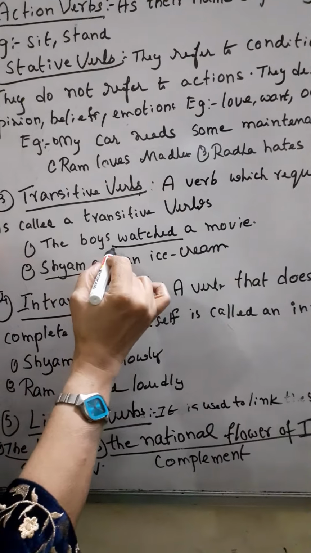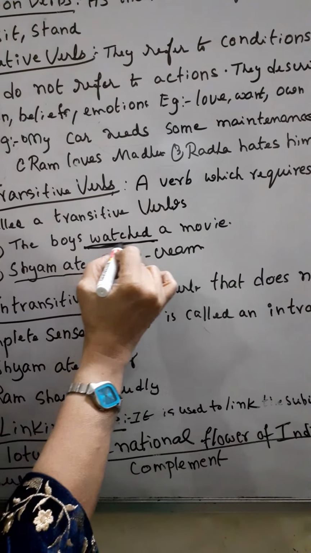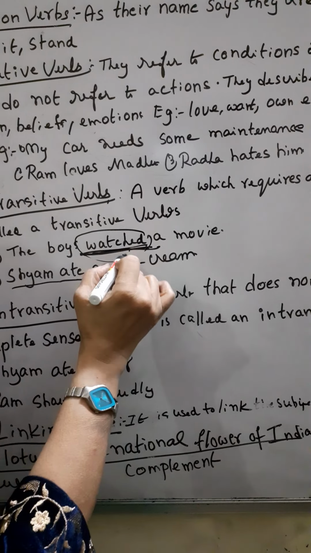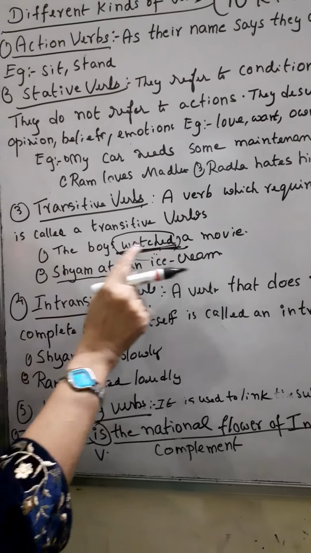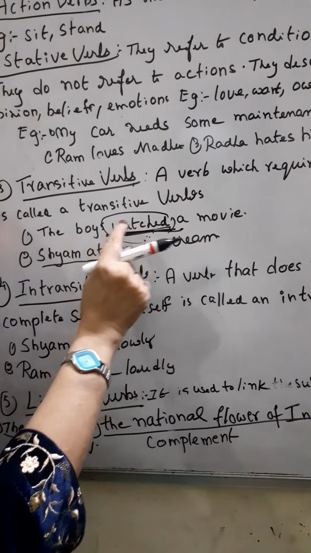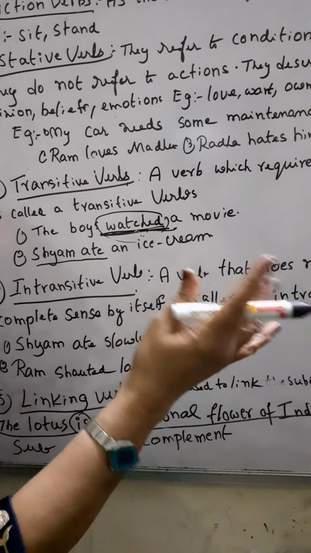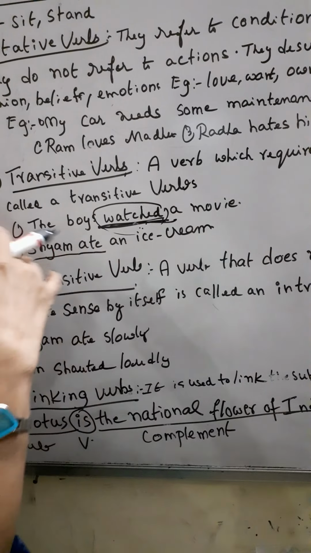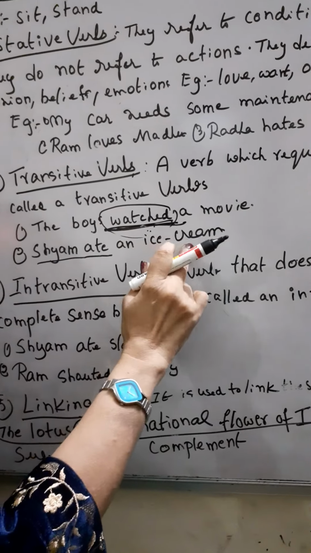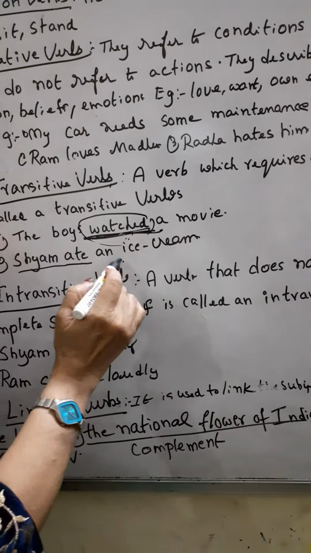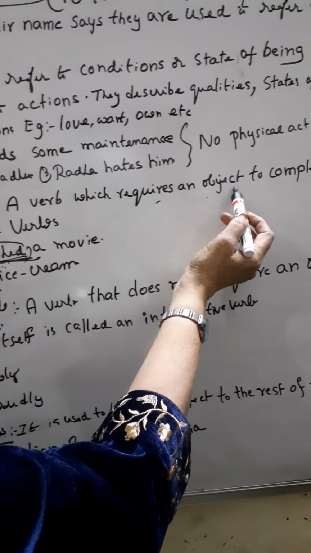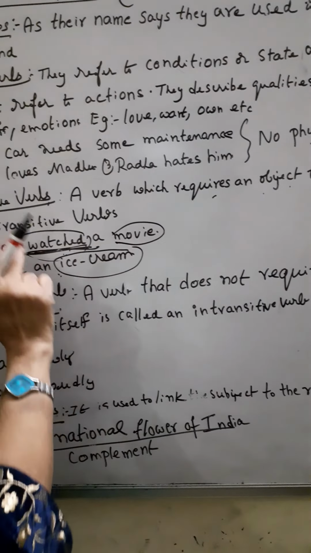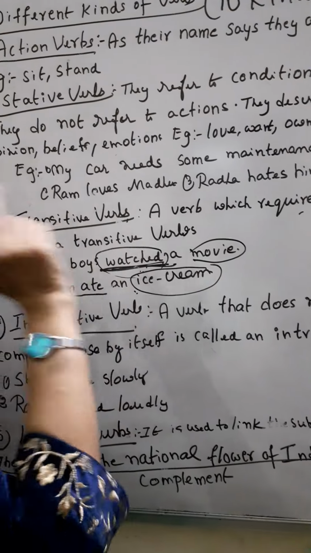Now see, if you put an underline for the verb and ask what, you should get the answer. The boys watched what? A movie. Sham ate what? An ice cream. It means it requires an object. This is object, this is object. That's why it is known as transitive verb.